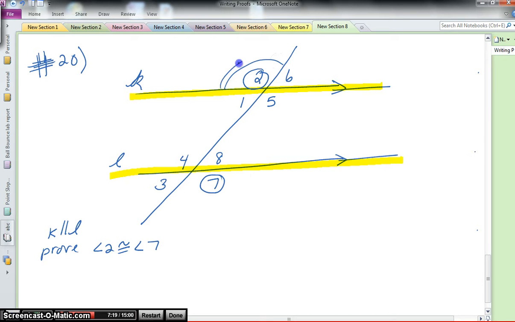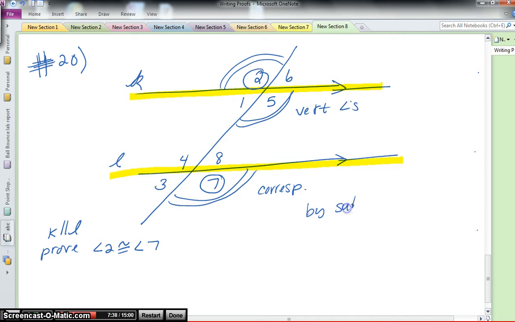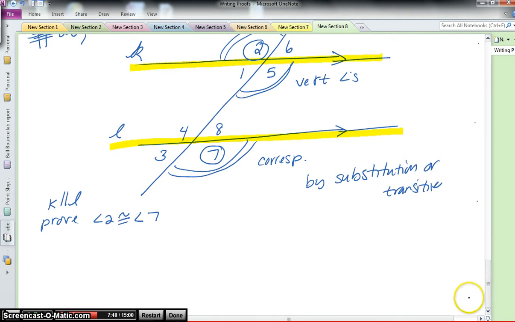So let's use the fact that 2 is congruent to 5 by vertical angles, and let's use the fact that 5 is congruent to 7 by corresponding angles, and then we can use the fact that 2 is congruent to 7 by substitution or the transitive property. So we know how we're going to get there, we just have to write out all the steps.